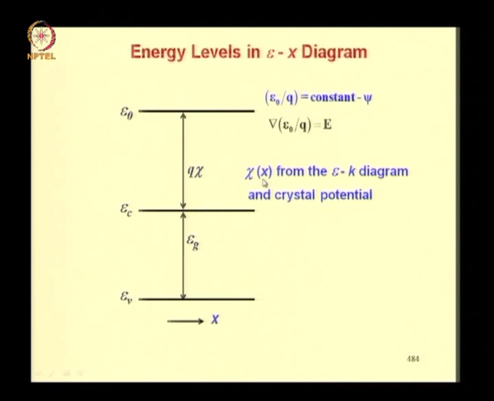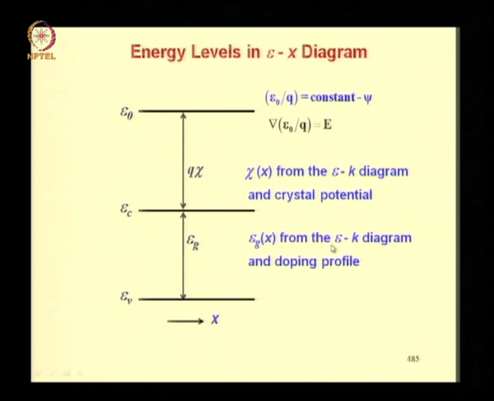So chi can be a function of x if the crystal potential is varying with x, as it happens in a heterostructure or compositionally graded structure. Similarly, Eg as a function of x can also be obtained from the Ek diagram and doping profile. We have shown that the energy gap is a function of doping, and for heavy doping the energy gap decreases. So if the doping varies in a semiconductor as a function of x, for example, the energy gap can change as a function of x. Energy gap can also change if the composition is varying as a function of x. So from this energy gap you can locate the Ev below Ec.